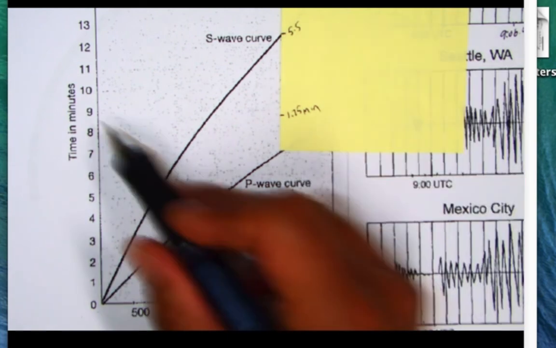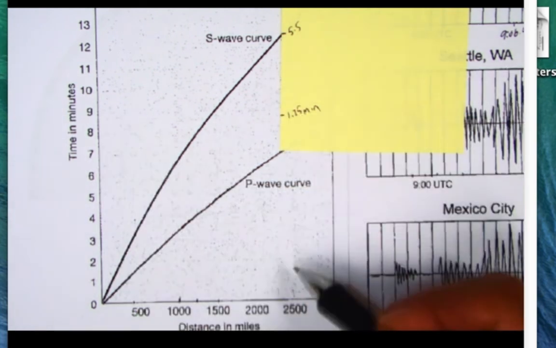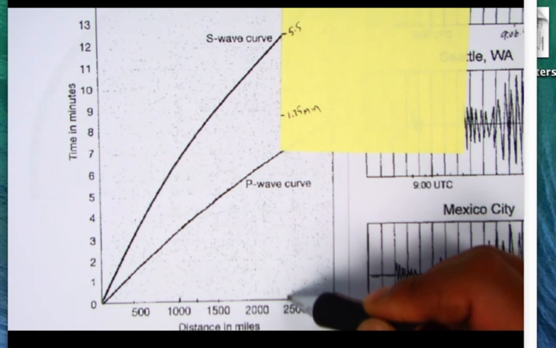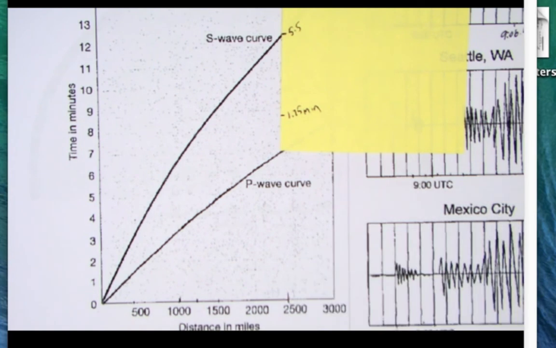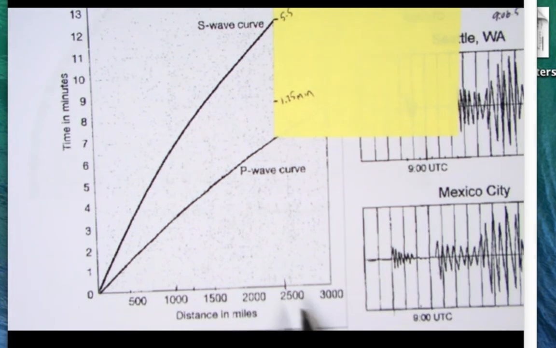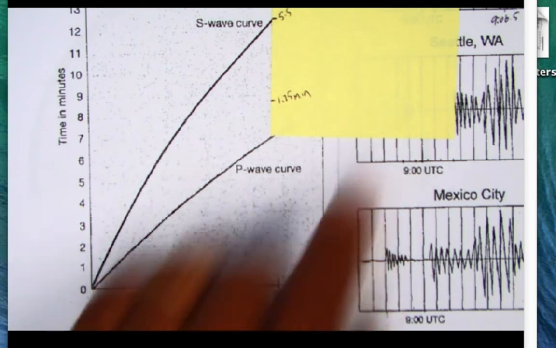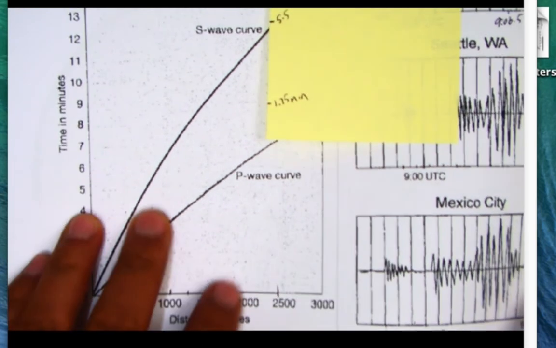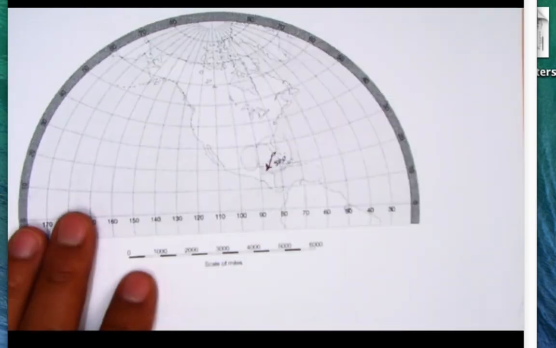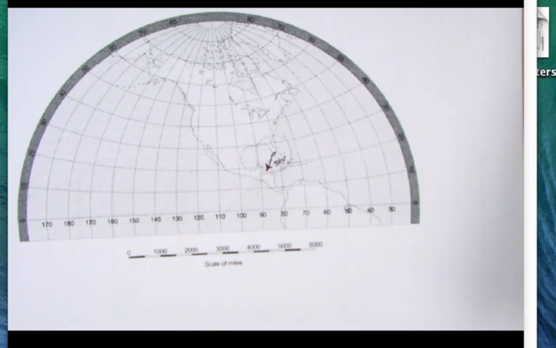I'm parallel to the y-axis. If I drop this straight down, I got about not quite 2,500, about 2,400 miles. 2,400 miles is what I get for this distance. So that's for New York, right? So I just got 2,400 miles. So let's actually plot that and see how it works here.